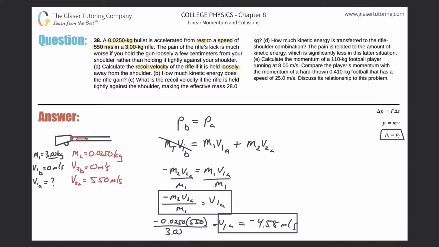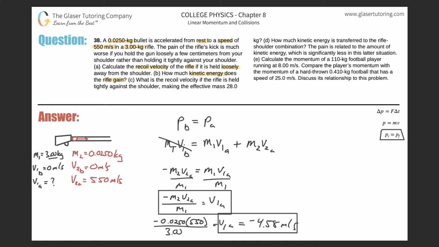That takes care of letter A. It was loosely held, so that's why we didn't incorporate any mass of the body at all. If it's held tightly against the body, then all of a sudden you're adding more mass to the system. But if it's loosely held, it's just the mass of the gun that will be experiencing that recoil. All right, letter B. How much kinetic energy does the rifle gain? Now, if we're talking about how much kinetic energy the rifle gains, specifically just the rifle they're talking about here.